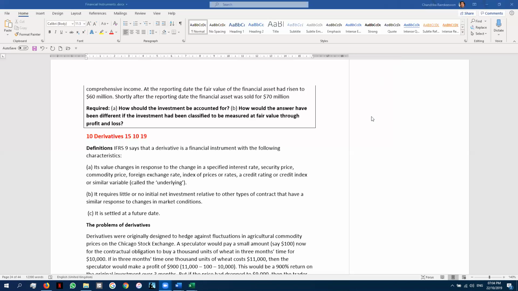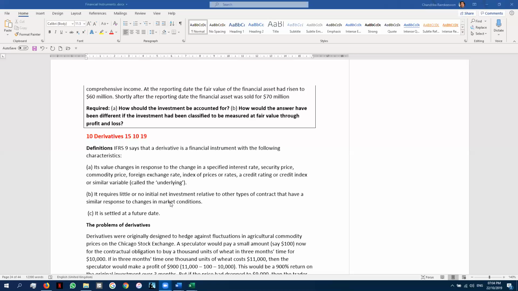Firstly, its value changes in response to changes in a specified interest rate, security price, commodity price, and so on and so forth. Secondly, it requires little or no initial net investment relative to other types of contract that have a similar response to changes in market conditions. Thirdly, it is settled at a future date. You see, the way derivatives work in real life is very, very simple. I'll give you a very brief description, which should relate to these three points.